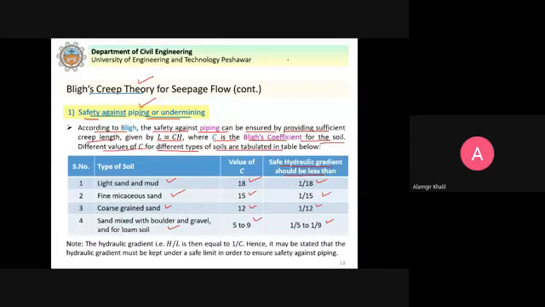Now why 1/18? Because you see this L is equal to C times H. So now 1/C will be equal to what? H by L here. C comes here, 1/C equals H by L. So this is the hydraulic gradient. You see we already defined H by L. So that is why this hydraulic gradient should be less than these values for these soils to provide safety against piping. This is according to Bligh's theory. He gave these values for the C, and he stated that if you want to provide safety against piping, the gradient in the hydraulic structure should be less than these values.